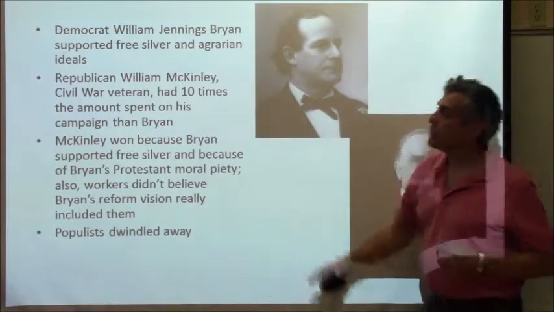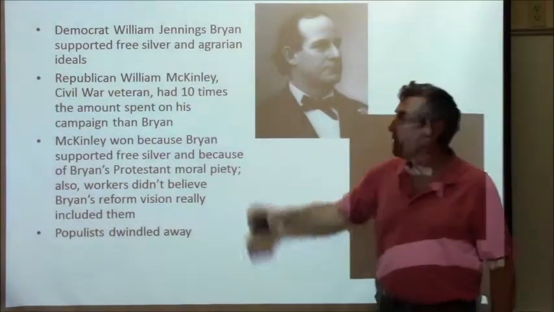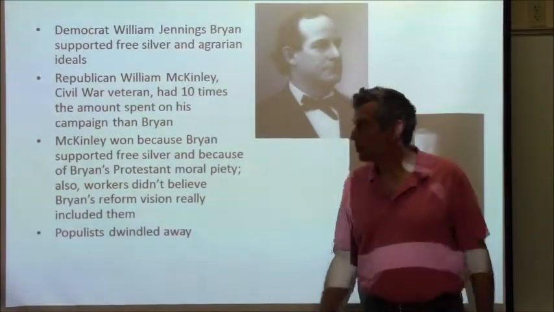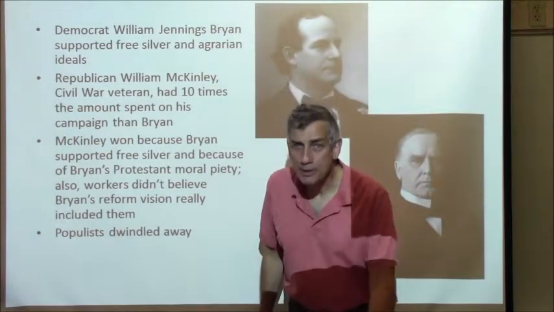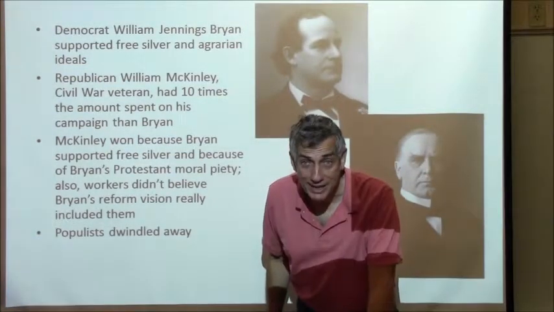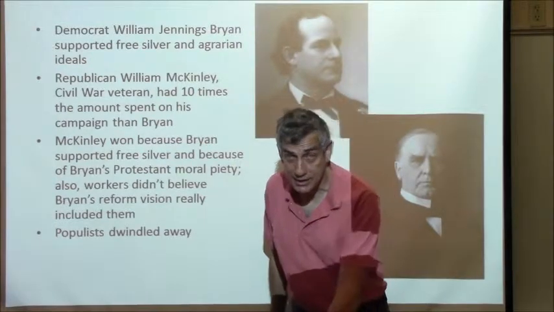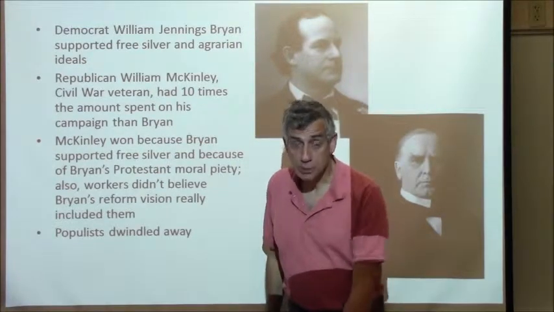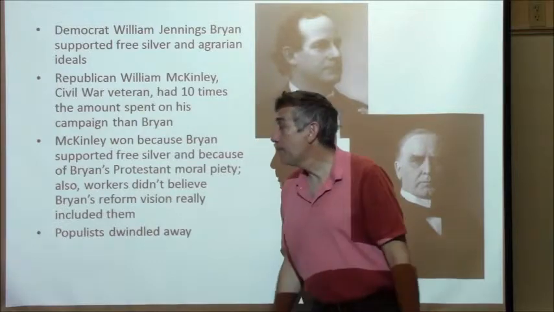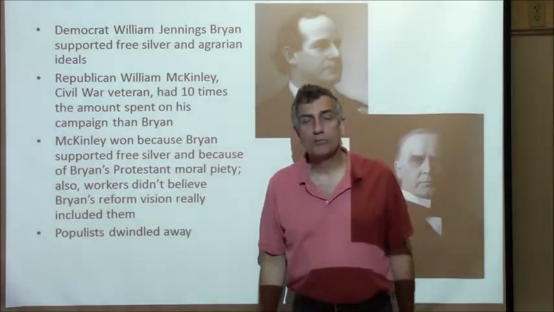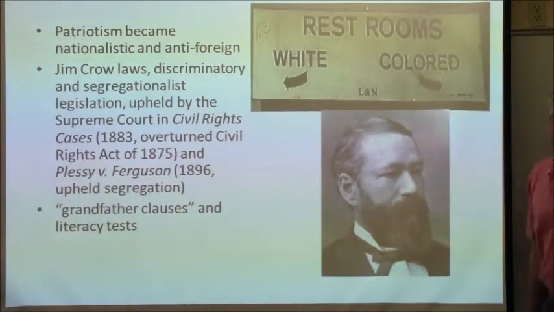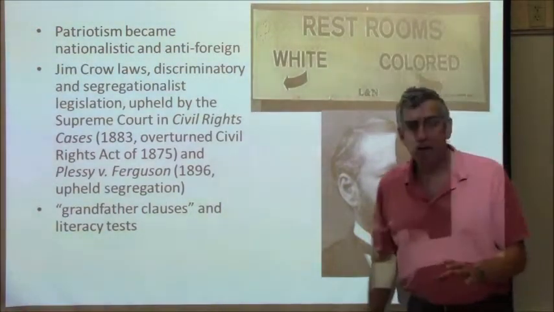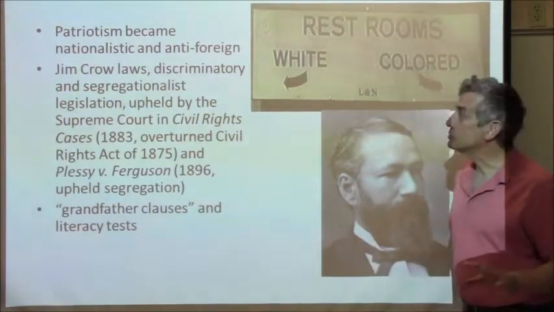The Republican William McKinley had 10 times the amount of money to spend on his campaign over Bryan. Bryan was popular, he was a populist, he was the populist candidate, he was the Democratic candidate. The populists had yielded a candidate for the United States presidency, and he was William Jennings Bryan. But what happens is, Bryan loses and McKinley wins. The populists dwindle away.